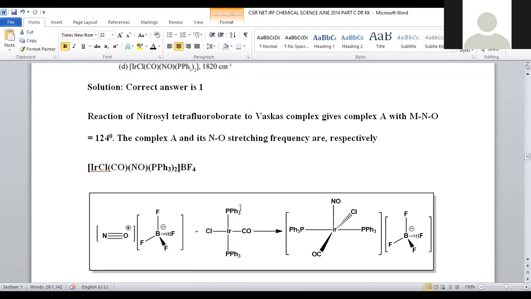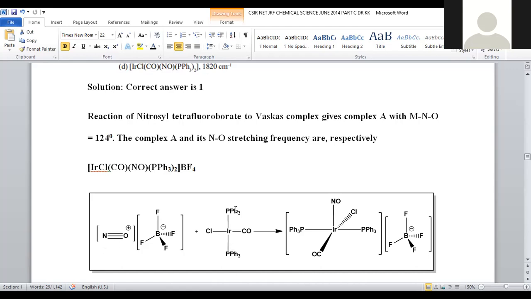Here is the clear description for Vaska's complex reaction with this nitrosyl tetrafluoroborate. Nitrosyl is nothing but N triple bond O positive, called a nitrosyl group, and BF3, being a Lewis acid, when it is bonded with a fluoride, turns into a tetrahedral BF4 minus counter ion, which neutralizes the charge present on the positively charged nitrosyl ion. Now it is treated with the square planar complex of iridium, that is called Vaska's complex, where iridium is surrounded by 1 chloro, 1 carbonyl, and 2 triphenylphosphine moieties.